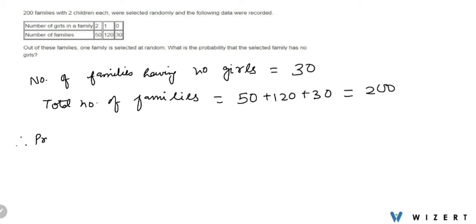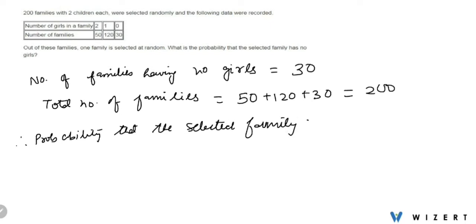Now we have to find the probability that the selected family has no girls. So we have to select one family at random and we have to find the probability that the selected family has no girls. So to find probability, we know it is calculated by the favorable cases by total number of cases.